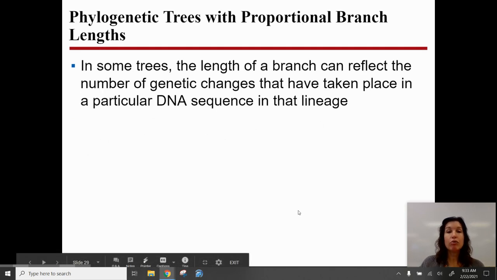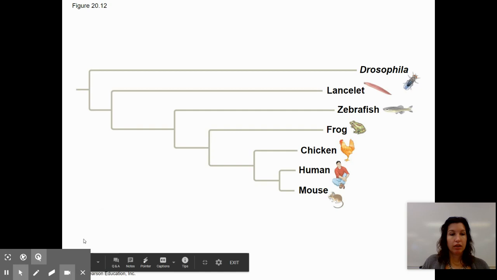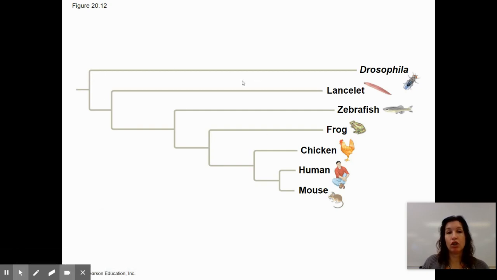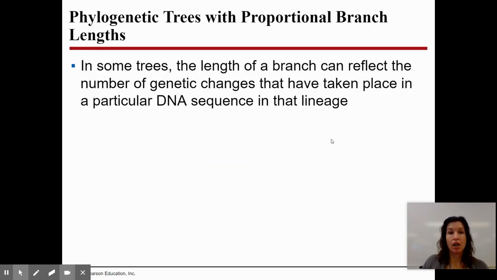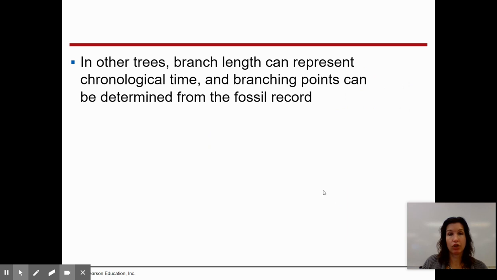All right. So in some trees, the length of a branch can reflect the number of genetic changes that have taken place in a particular DNA sequence in that lineage. So we can see in this picture here, this shows the length of time. You can see how some of these lines are really long. That can just indicate the number of genetic changes that have taken place. Because this one is really long, this means there was no change, right? It just branched off really early on. This is just showing that everything is alive now, which is why that branch length was so long.